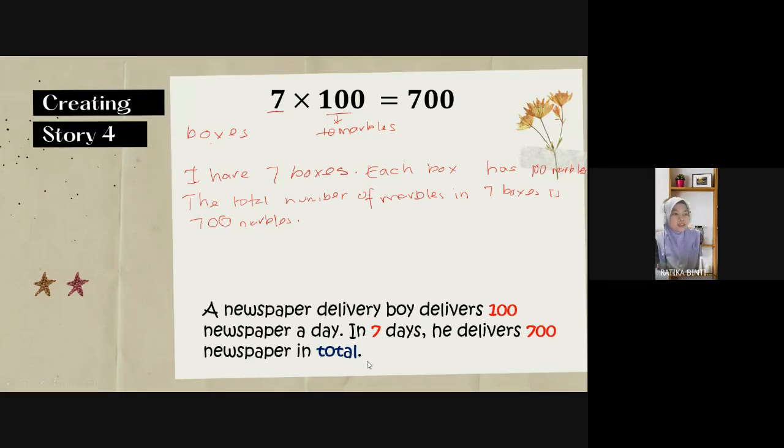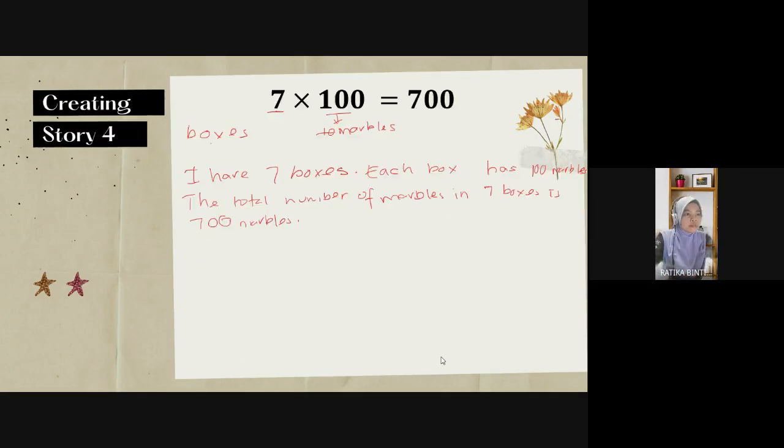Now let's look at the contoh jawapan. A newspaper delivery boy delivers 100 newspapers a day. In 7 days, he delivers 700 newspapers in total. Dalam sehari, dia deliver 100. So in 7 days, he delivers 700 newspapers in total.